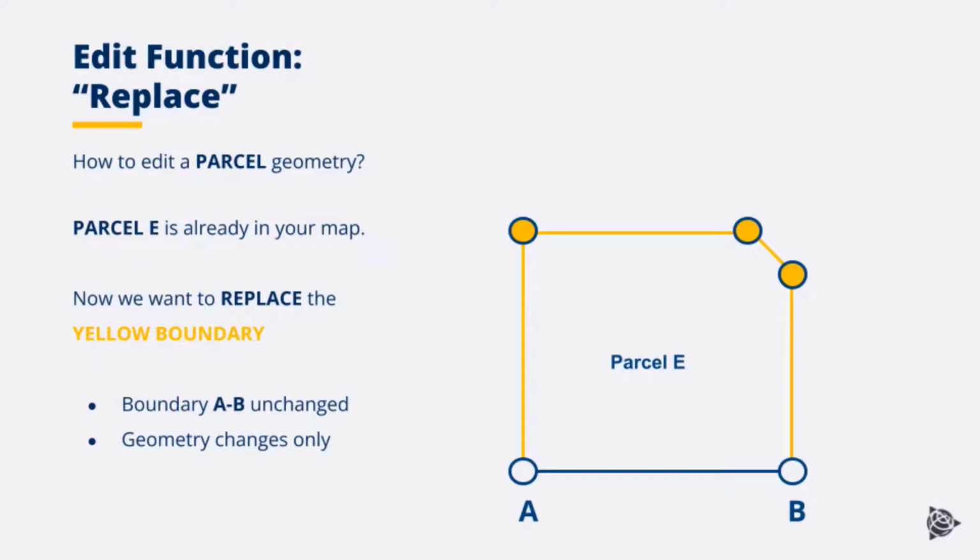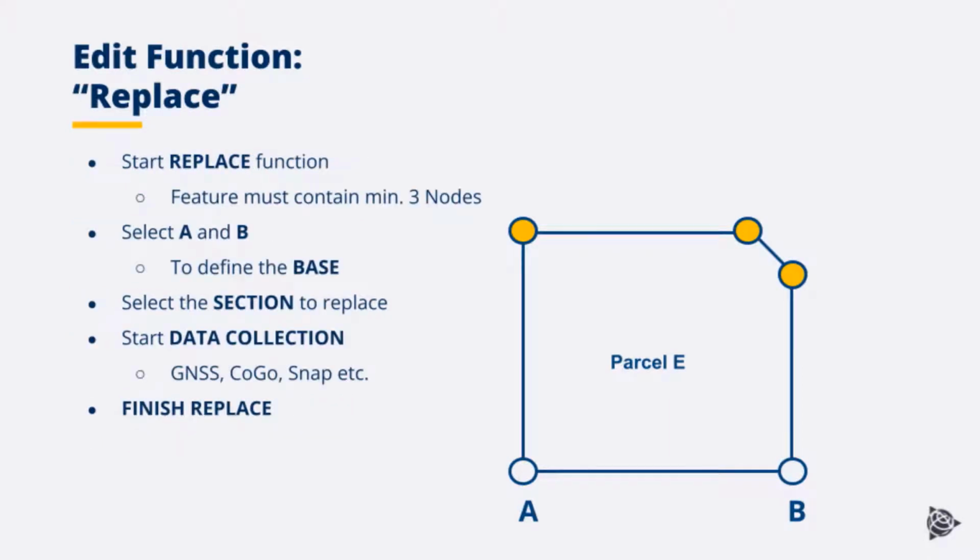Hey everyone! Edit the geometry of GIS without destroying the GIS feature. We want to replace the yellow part of a parcel. We start the replace function. For replace, the feature must contain minimum 3 nodes.